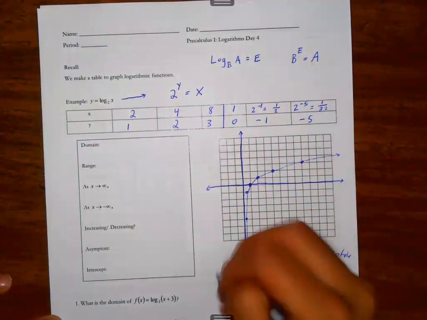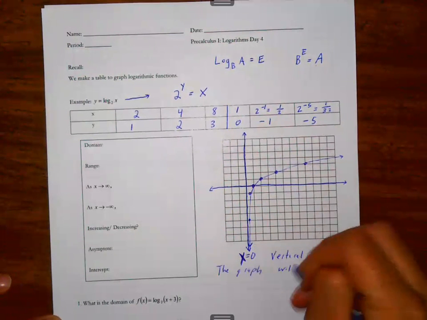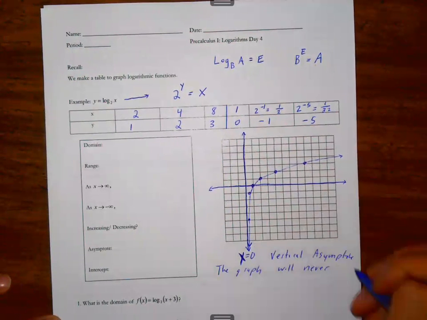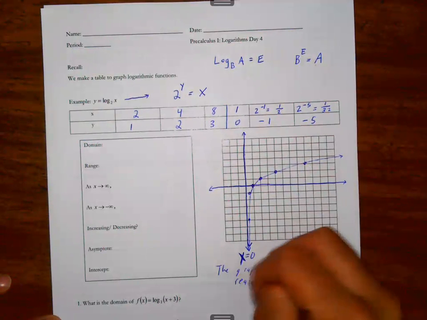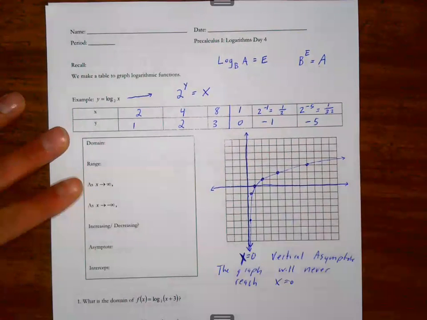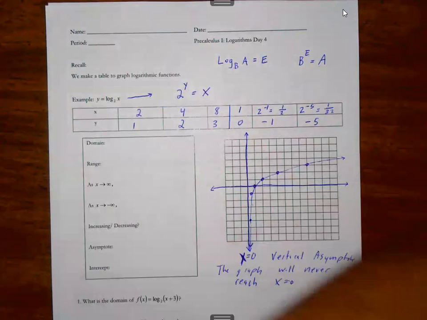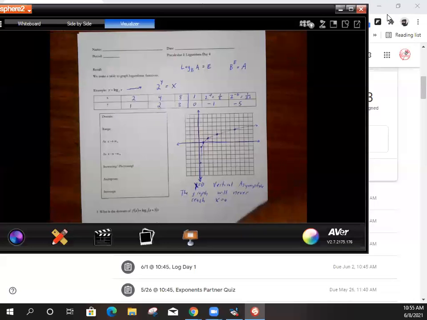Which means the graph will never reach x equals 0. So it's getting closer and closer to that. Does that make sense? So it's just like an exponential function, except instead of having a horizontal asymptote, it has a vertical asymptote.